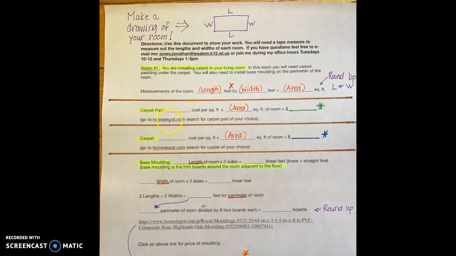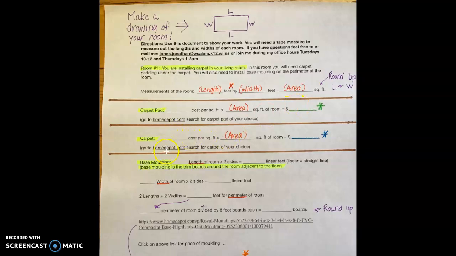Then go to HomeDepot.com, search for carpet pad, find one that you like, and put in the cost. So let's say the cost was 19 cents, as it was for a lot of you. 19 cents in math, when you're typing it into the calculator, is 0.19. Not 19 times, it is 0.19 times whatever your area is. Some of you ended up with some pretty large numbers here.